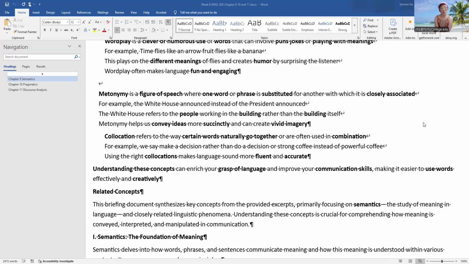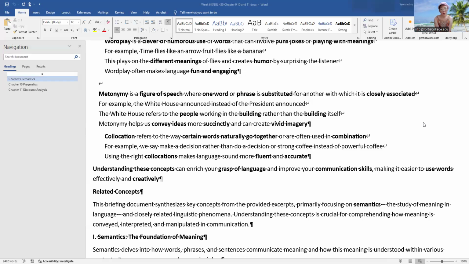Metonymy is a figure of speech where one word or phrase is substituted for another with which it is closely associated. And so this is very poetry, in which in poetry, we use a lot of words. For instance, if you say that someone has really cold eyes, or that someone's very frigid in his personality, it means that someone is very distant. So that one word or phrase, cold, frigid, is substituted for someone who's just very cold-hearted, someone who doesn't have emotions, someone who's a robot. So when you use a figure of speech like he acts like a robot, that's a figure of speech. So for example, the White House announced instead of the president announced. And so that's a figure of speech. And so if you study literature, all of this becomes obvious. Metonymy helps us convey ideas more succinctly and can create vivid imagery.